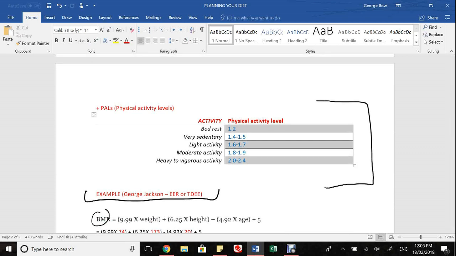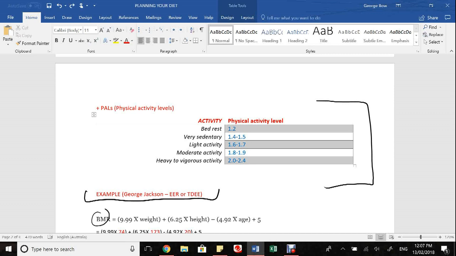Now to calculate the physical activity, we need to use what is called a PAL, or a physical activity level. And this is a very basic table of how to find your physical activity level. You can find much more detailed ones online, and I suggest you do that. But for the most part, this is how they work. So there is a multiplier here in this column of your BMR. So you will times your BMR by one of these numbers based on how much activity you do in a day.